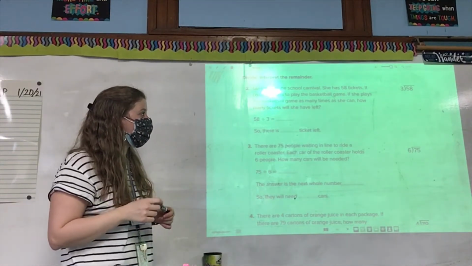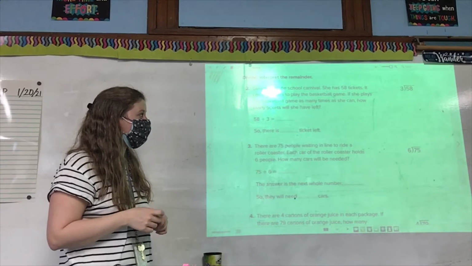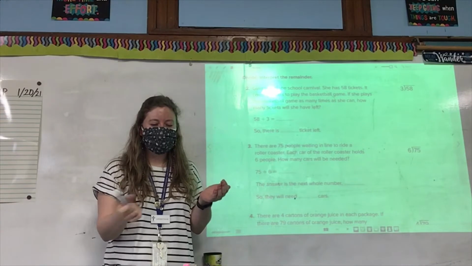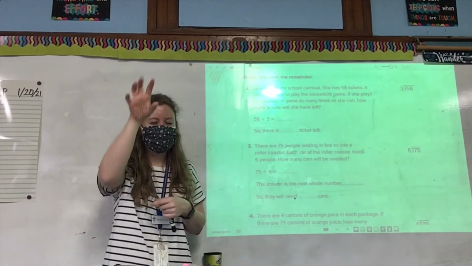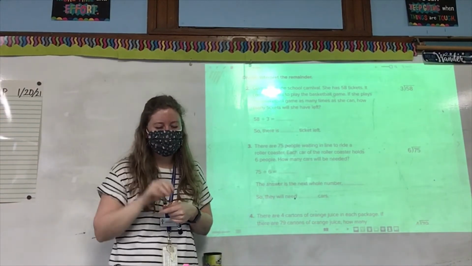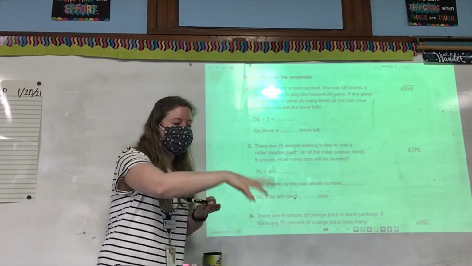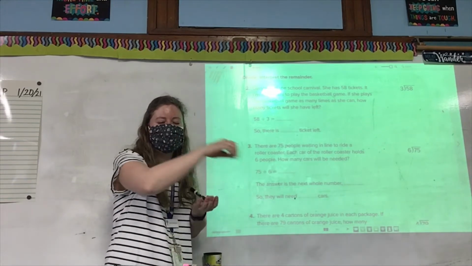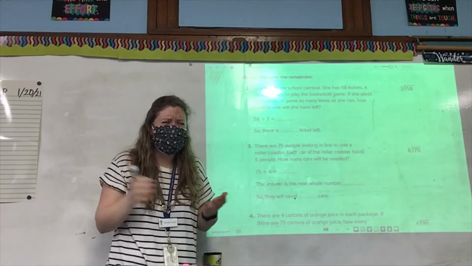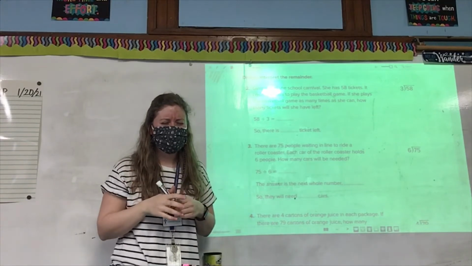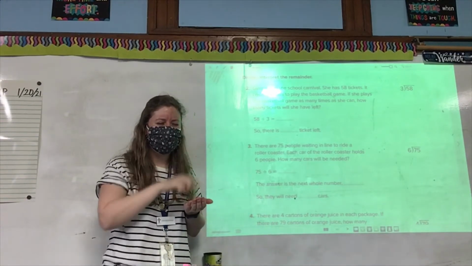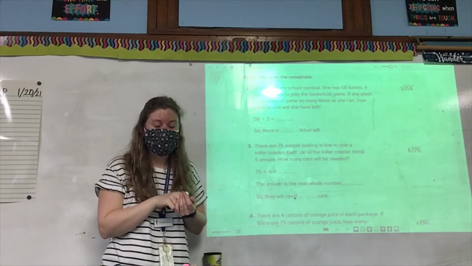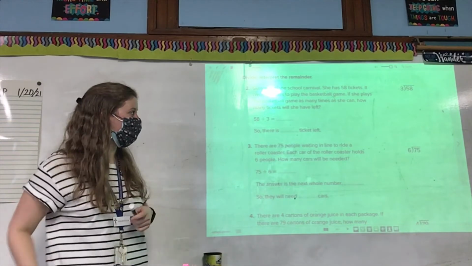If she plays the basketball game as many times as she can, how many tickets will she have left? So I'm imagining she's got all 58 of those tickets. She doesn't want to play anything else. She's practicing her basketball shot. So she's just going to give groups of 3 tickets to the guy who's in charge of that game until she either has none left or she doesn't have enough tickets left. She's just going to keep giving that man 3 tickets until she has 2 or fewer tickets left over. Okay, so that's what's happening in this problem.